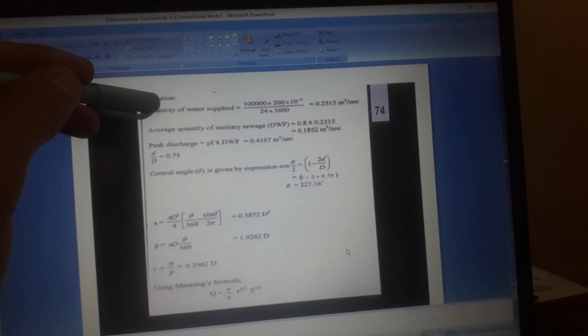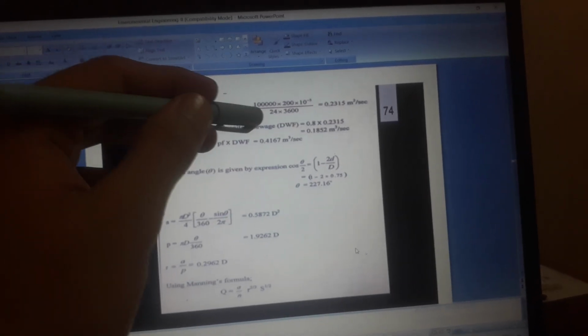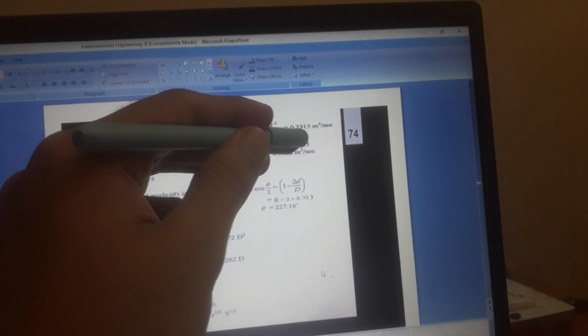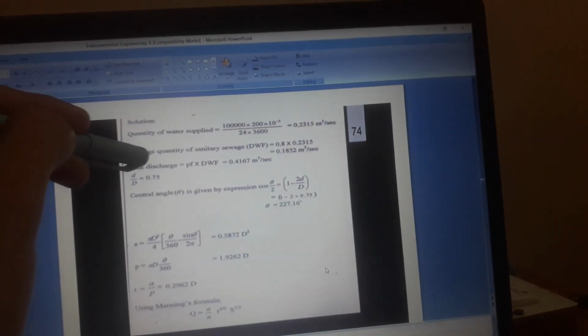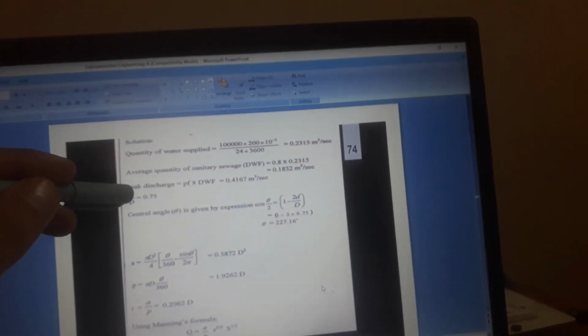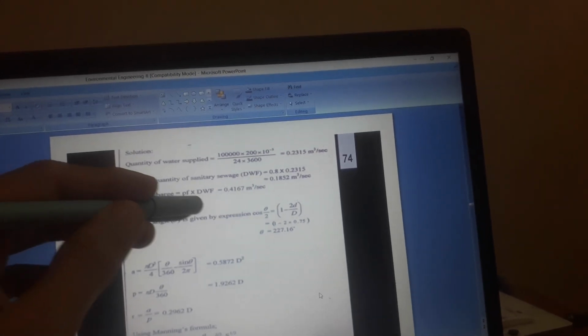Solution: quantity of water supplied is equal to 1 lakh into 200 into 10 raised to minus 3 over 24 into 3600 is equal to 0.2315 meter cube per second. Average quantity of sanitary sewage DWF is equal to 0.8 into 0.2315 is equal to 0.1852 meter cube per second. Peak discharge is equal to PF into DWF is equal to 0.4167 meter cube per second.